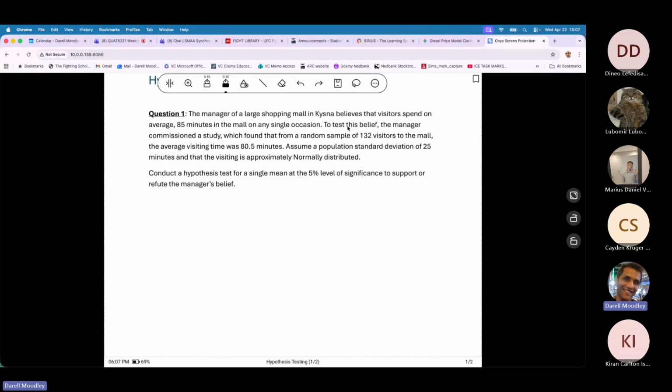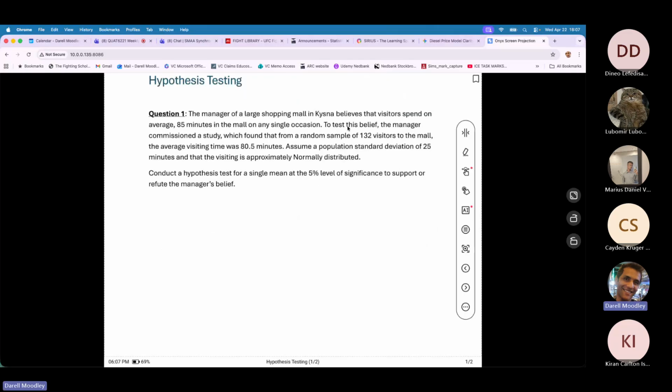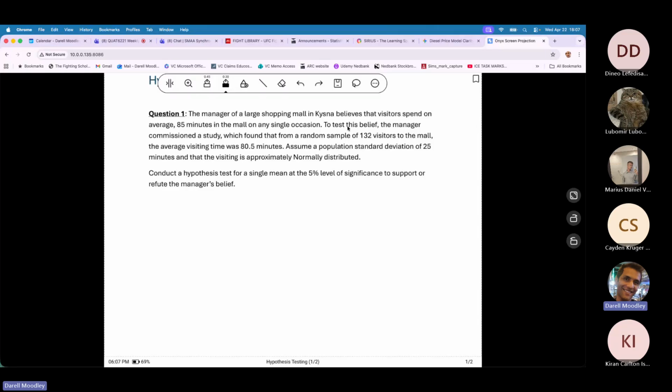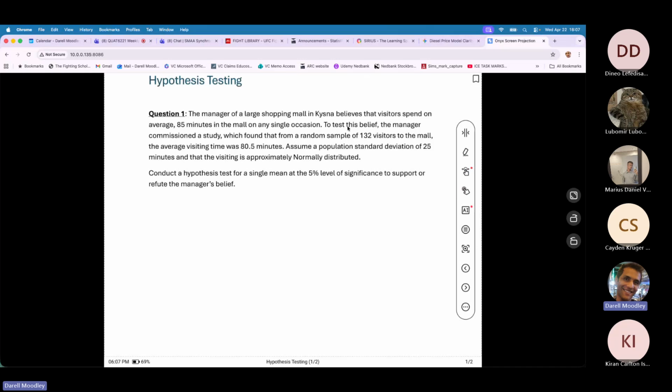All right, so now we're going to answer this question. We're going to conduct a hypothesis test. So the first thing, we're going to break this up into 5 steps, and that's hypothesis testing. It's 5 steps, and you just do it systematically. All right, so step 1, state your hypothesis and the alternative hypothesis. That's your first step.